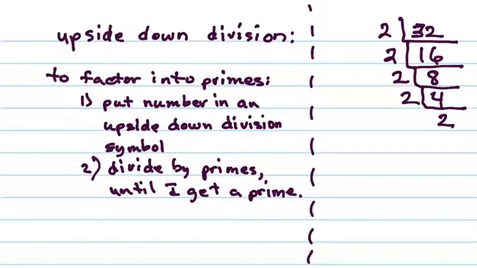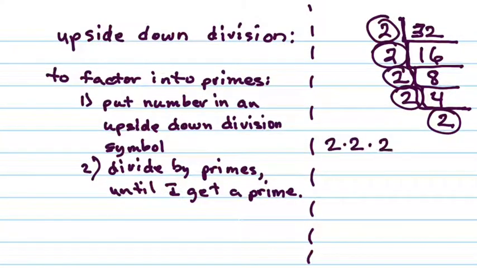And now I'm just going to write it as multiplication. All the numbers that you need to multiply, all the prime factors, are the things on the outside. So using the upside down division symbol kept the other stuff inside, separated from your answer. Okay? So it's 2 times 2 times 2 times 2 times 2, right? 1, 2, 3, 4, 5 of them, which can be written as 2 to what power? The fifth power, 2 to the 5.